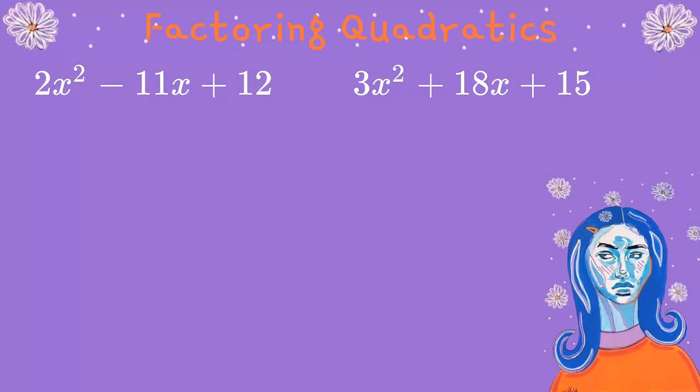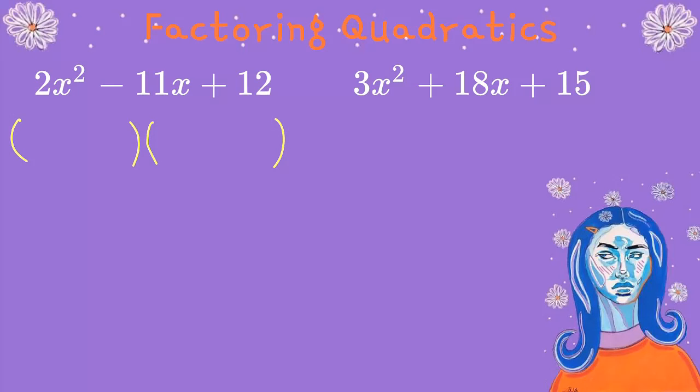So, factoring these two quadratics. The first thing I notice is that my coefficient in front of x squared is not 1. And so I look at the other values here, and they're not divisible by 2. If they were, we would do something different, and I'll talk about what we would do on this one. But they're not.